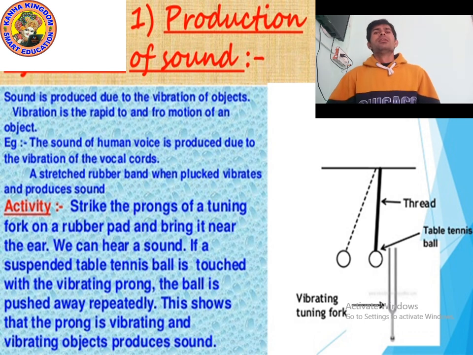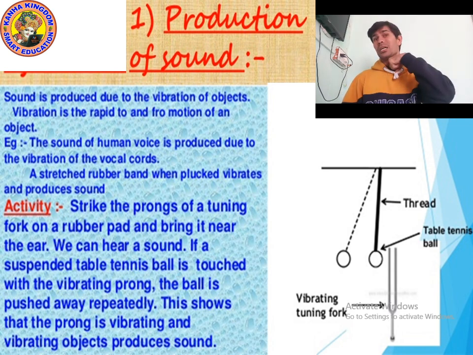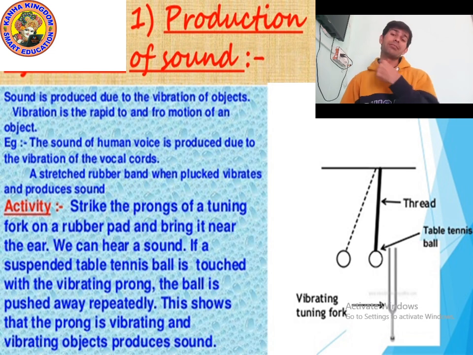So the sound of human voice is produced due to the vibration of vocal cords. Similarly, when a stretched rubber band is plucked, it vibrates and also produces sound because of vibration.